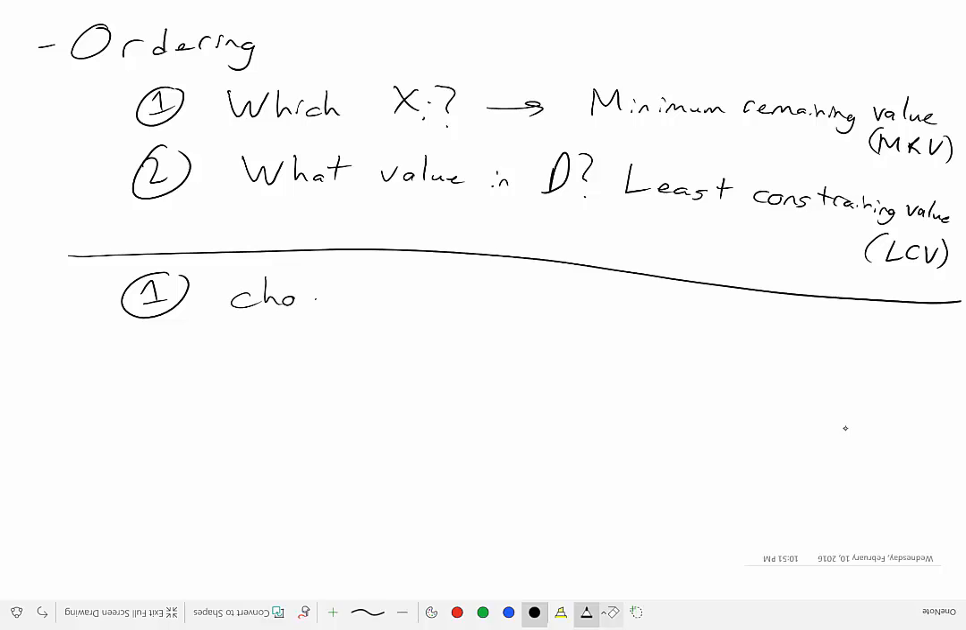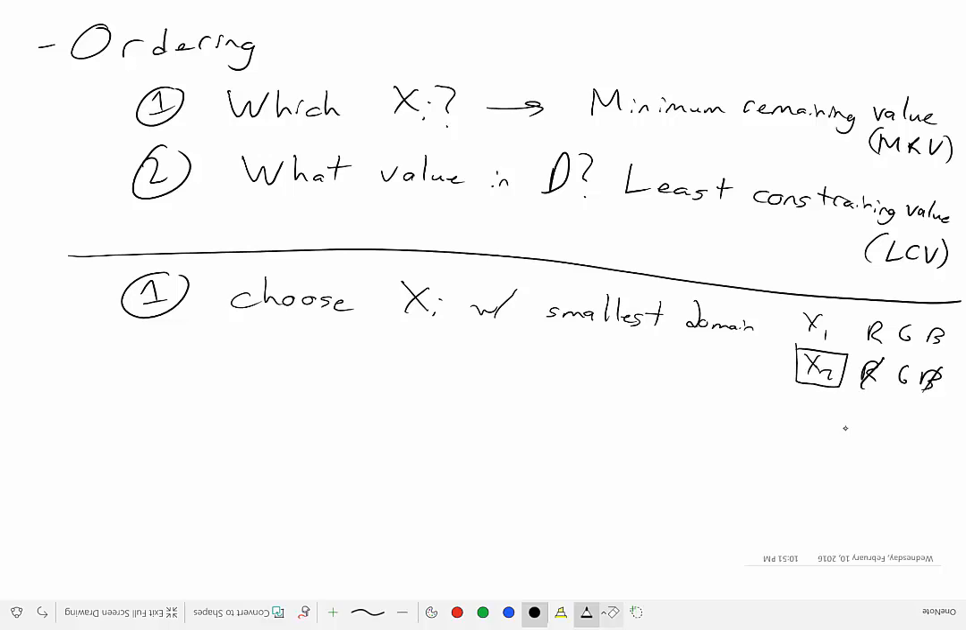So choose xi with the smallest domain. So if I have two states, x1 and x2, with RGB and RGB, and x2 has two values crossed off, and I have to choose, okay, do I want to assign a value to x1 or do I want to assign a value for x2? I would choose x2 because it has the smallest domain.